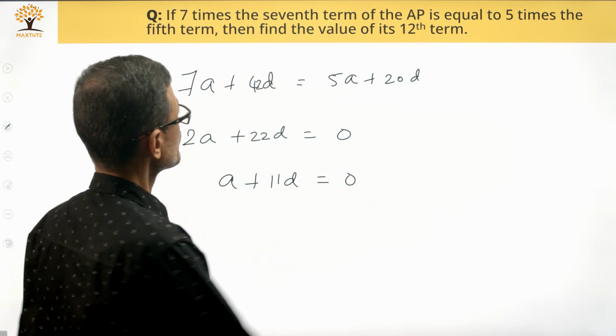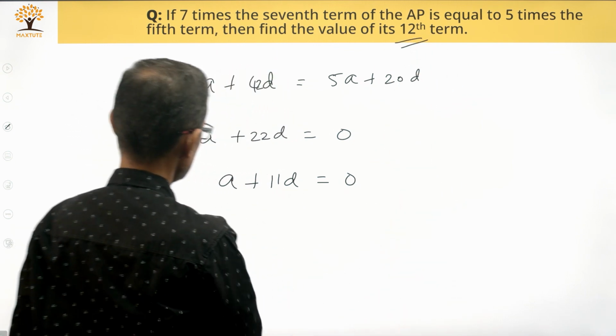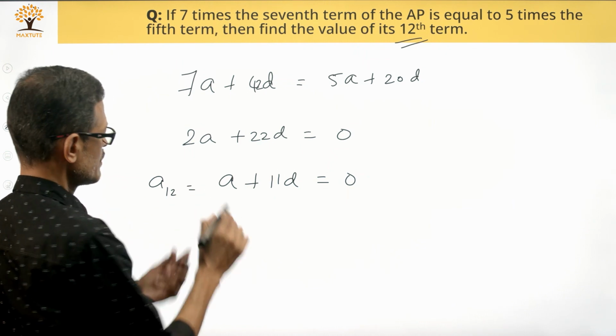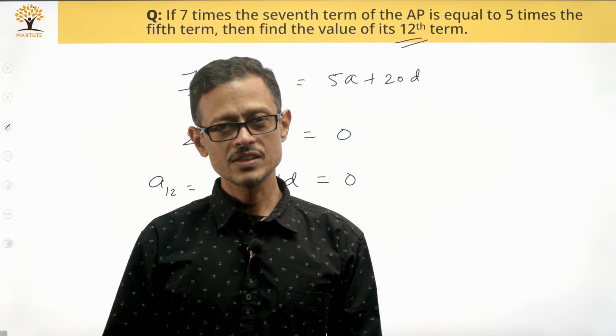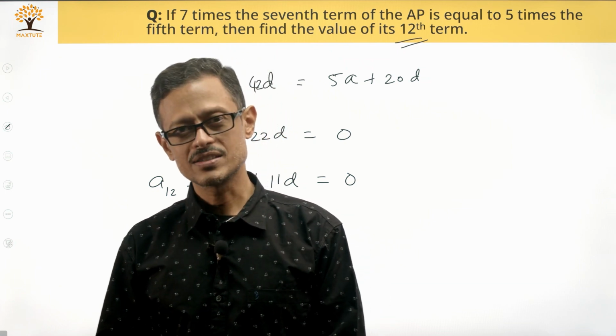What did we have to find out? We had to find out the value of the 12th term. The 12th term, a12, we know is equal to a plus 11d. That is equal to 0. So the 12th term of this arithmetic progression is equal to 0.